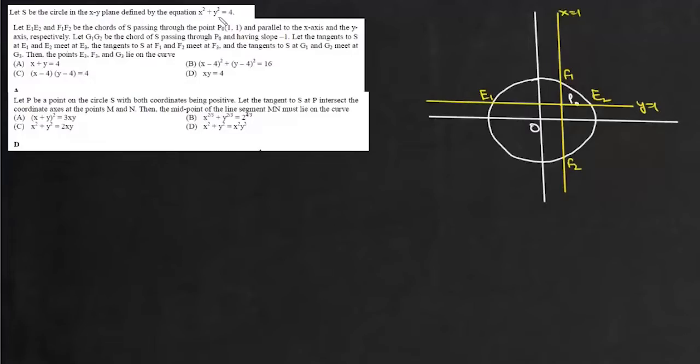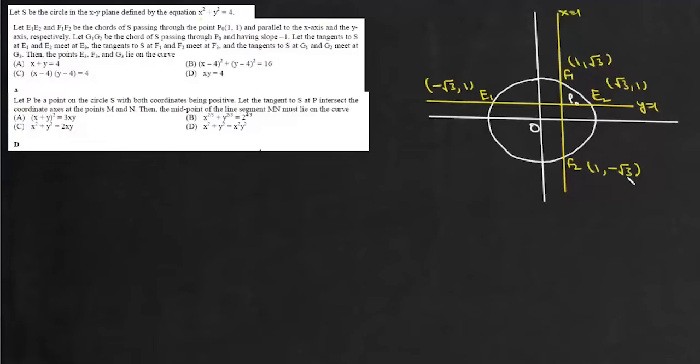Now if we put y equals 1 here, we'll get x is plus minus root 3. So this E1 is minus root 3, 1 and E2 is root 3, 1. And if we put x as 1 in this equation, we'll get y as plus minus root 3. So it will be 1, root 3 and 1, minus root 3. So we have coordinates of E1, E2 and F1, F2.